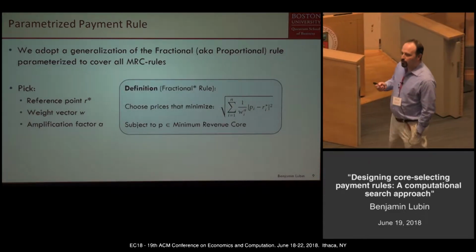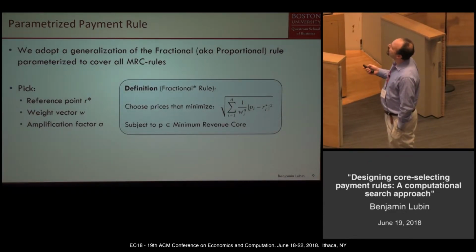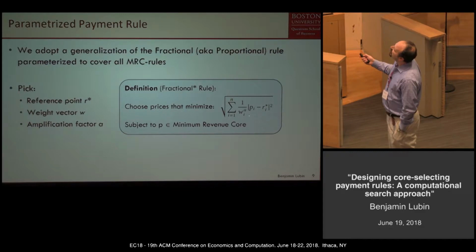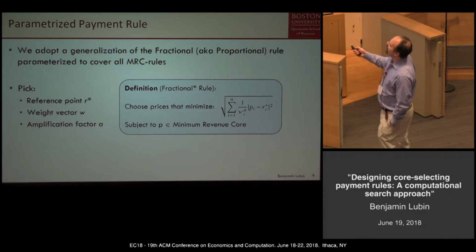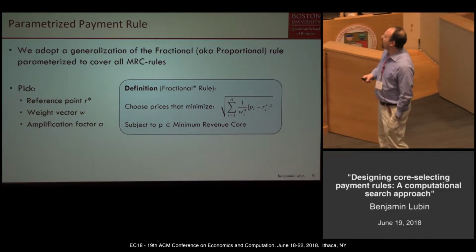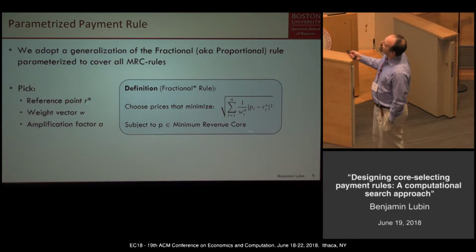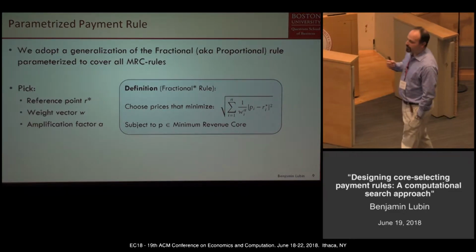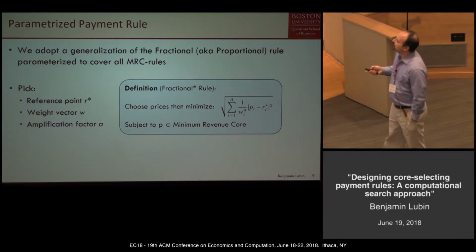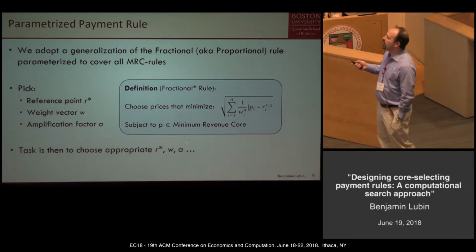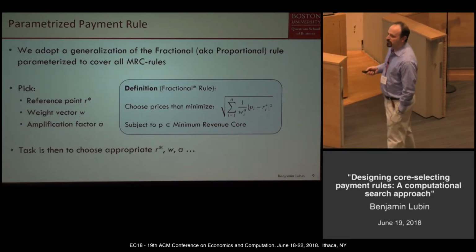And then our rule is going to pick a payment P, which minimizes this term, which is a distance between the payment and the reference point that has been weighted by this weight vector and amplified by this exponential variable A. All of this subject to the payments being chosen being on that minimum revenue core set. So this reduces the choice of picking a rule to finding an appropriate R star, W, and A.